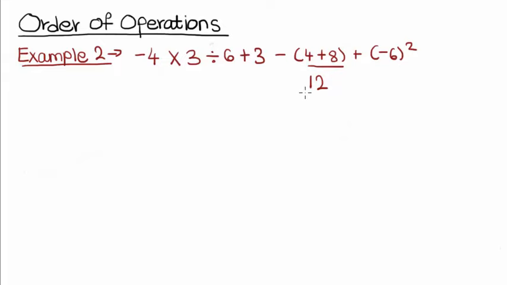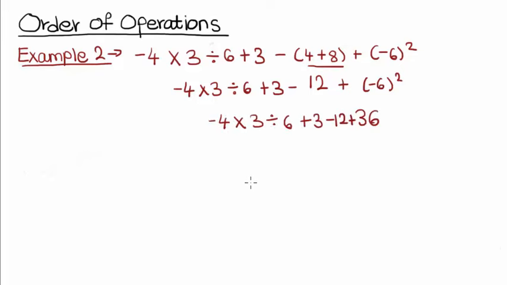Now I rewrite the remaining terms of this numerical expression. The next thing that I evaluate is the second parentheses in this problem. The second parentheses is negative 6 squared. That is the same thing as saying negative 6 times negative 6. And we know that when we multiply two negatives together, we get a positive number. So negative 6 times negative 6 will give me a positive 36.